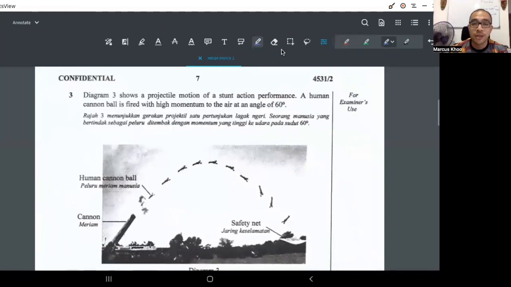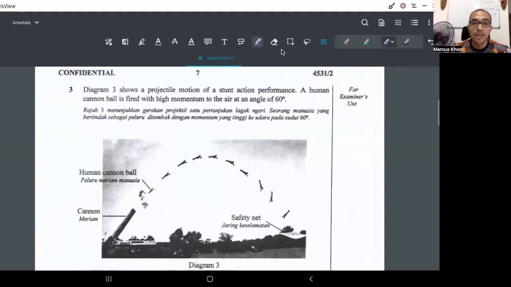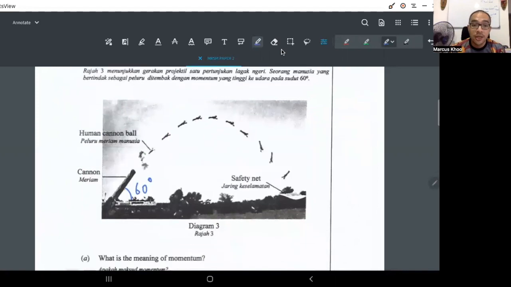Yeah, sometimes human beings have nothing better to do than to perform stunts. So a human cannonball is fired with a high momentum into the air at an angle of 60 degrees. So this angle here is 60 degrees. Okay, so let's take a look.